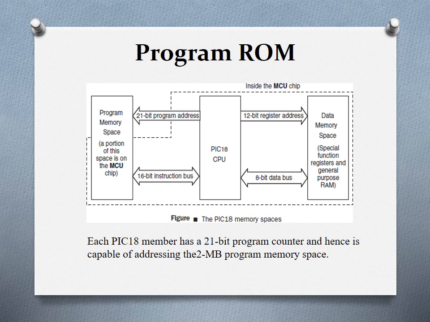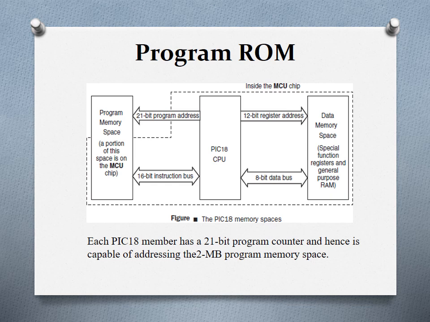So coming to the program read-only memory. As I said, it's a Harvard architecture. It has RAM as well as read-only memory. So you have a program memory and a data memory. You can see to the right you have the data memory, and to the left you have the program memory. The data memory is accessed with 12 bits of address lines, whereas the program memory is accessed with a 21 bit program address. So with 21 bits of program address, the size of the program memory will be around 2 MB.